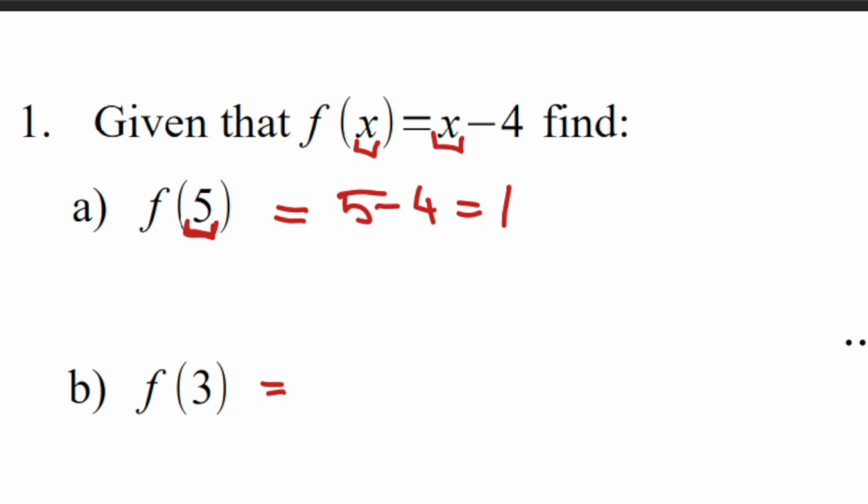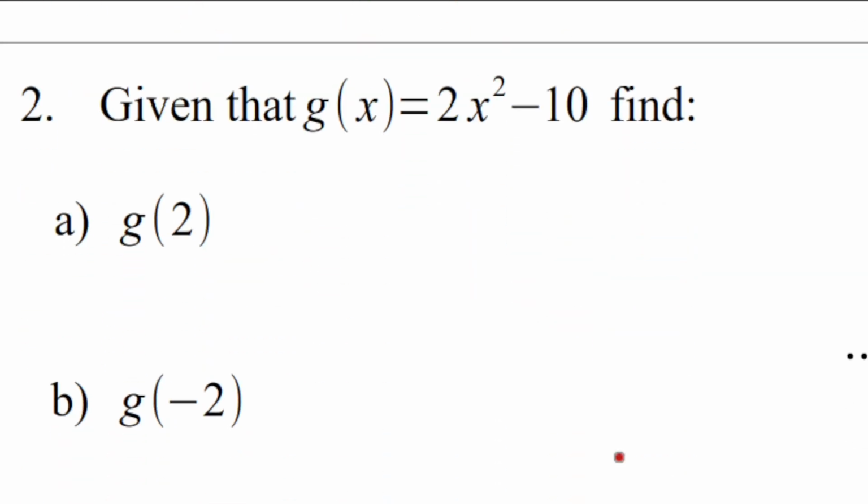Now f of 3, similarly, it was f of x and now it's f of 3. Whatever they write inside these brackets, just replace the x with that. So instead of x, I write 3. So it's 3 minus 4, which is negative 1. This is a 2 marks question, and it's just that. Was it easy? Now, let's look at question 2.